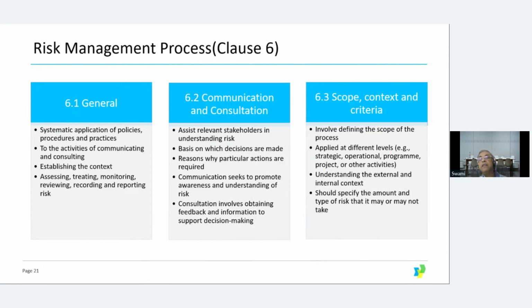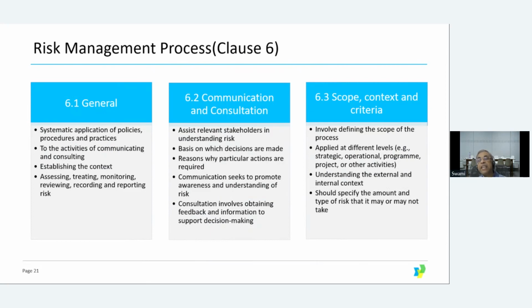Now, talking about the scope, context, and criteria involved, basically, we need to come out with the scope of the process, where we are implementing this, whether at the project level, the department level, or the organization level. The scope varies. Depending upon the scope, the context also varies. So when you are trying to implement a risk management process in an organization, you need to consider the external and internal factors of the organization. All that needs to be understood, and also the different levels of risks: strategic risks, operational risks, project level risks, and other activities. Whatever activity that we do, all that needs to be addressed.